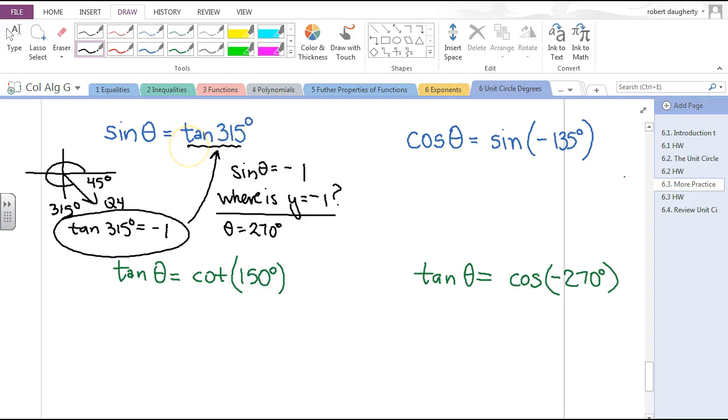So this problem is a little bit different. You have to figure out what this number is. Now you have the sine of an angle equal to a number, and then you draw this out, look at the unit circle, and figure it out from there. So again, let's look at the next one.